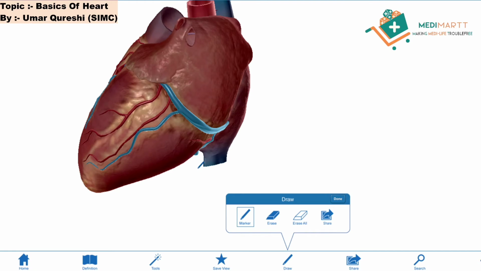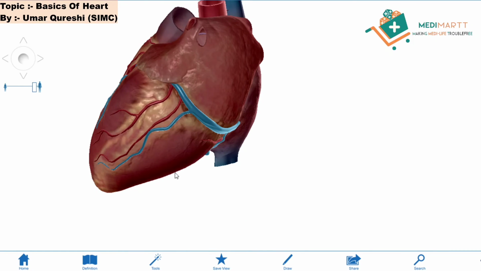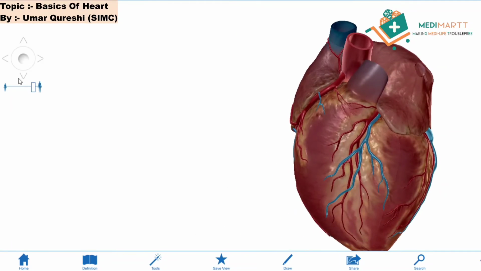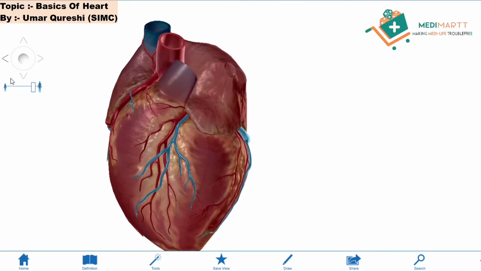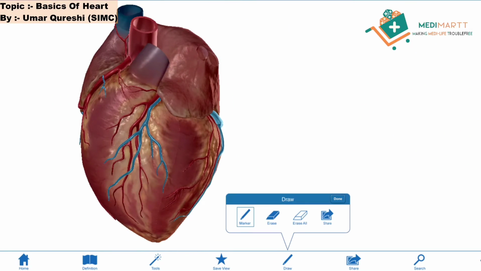Now moving towards the demarcation of the atrioventricular groove. This is very important, just remember this and understand this right now. First of all, where is the atrioventricular groove? The atrioventricular groove basically separates the atrium and the ventricle. So this is the atrioventricular groove.